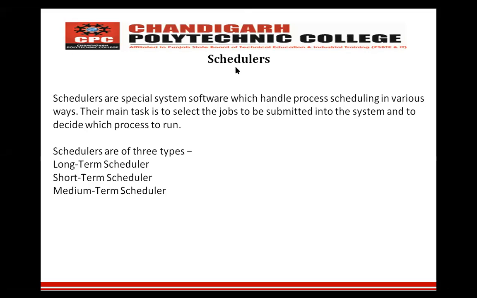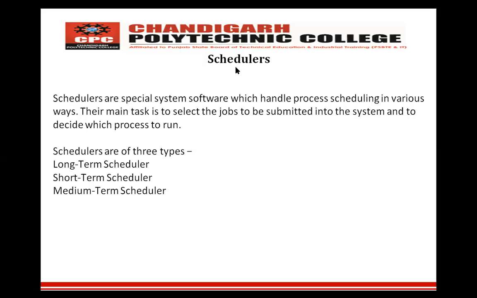In our previous operating system lectures, in process concept we discussed the introduction of process. What is a process? What is the difference between process and program? And then we discussed PCB, the process control block, and process states. What are the various states of a process? There are five states of a process: new, ready, running, terminated, and waiting.